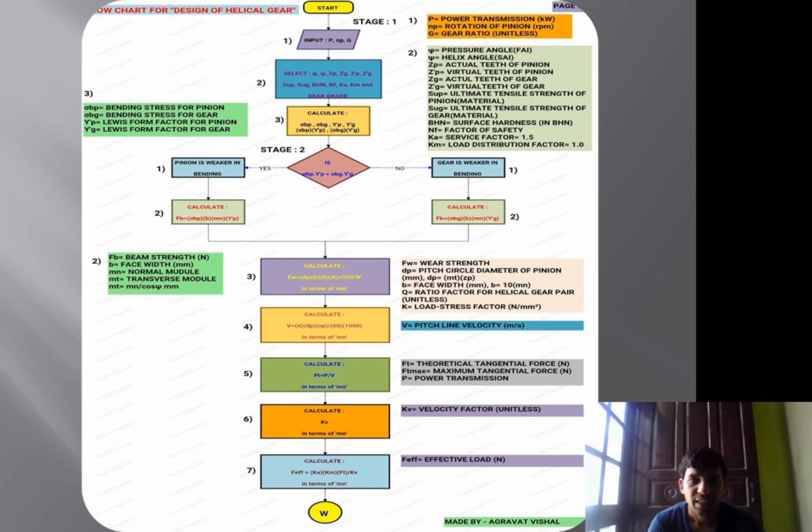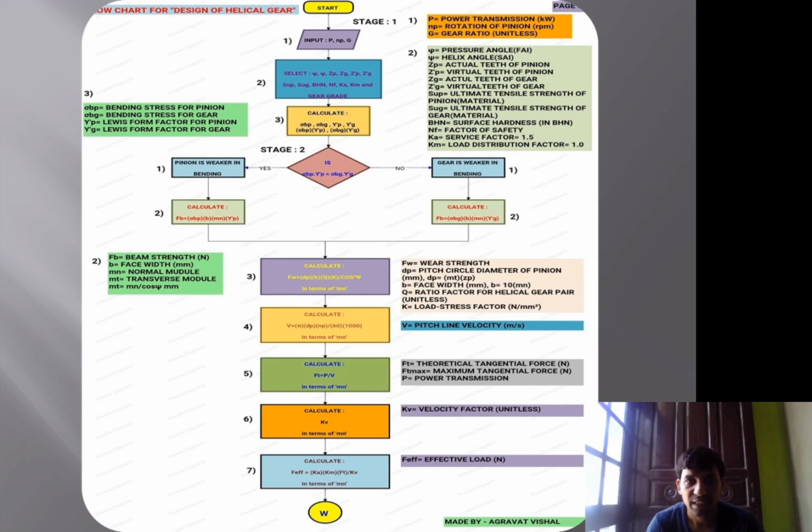So after checking the weaker section, we design the weaker section only. You know that if the gear and pinion are both made of the same material, then the pinion is the weaker section. If the gear and pinion are made of different materials, then we have to calculate these values, and find from the calculations which has the lesser value. Whichever has the lesser value, we design for that.